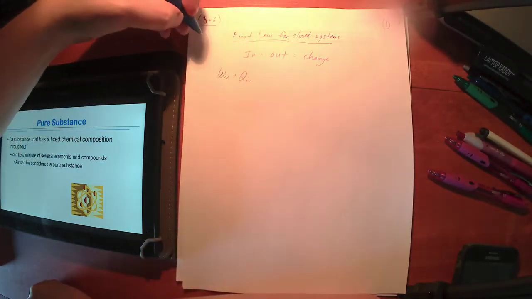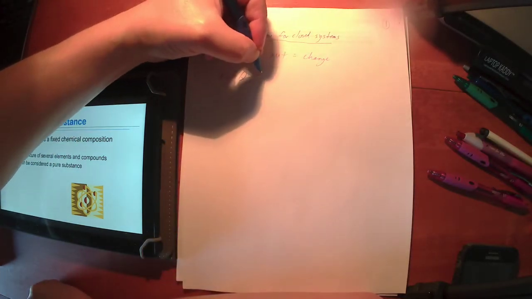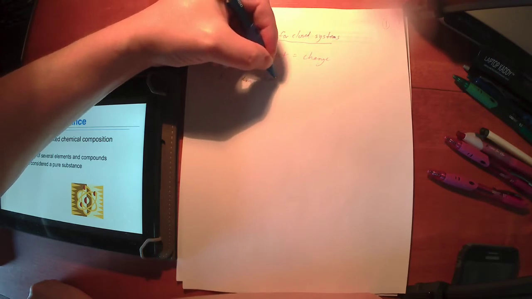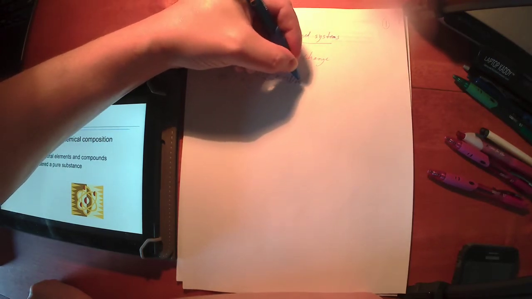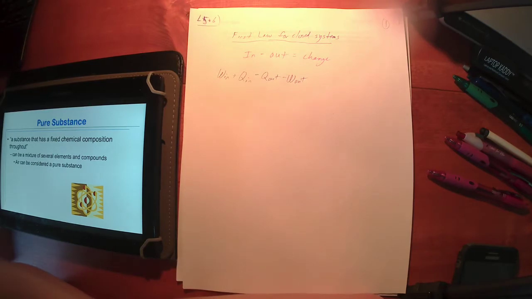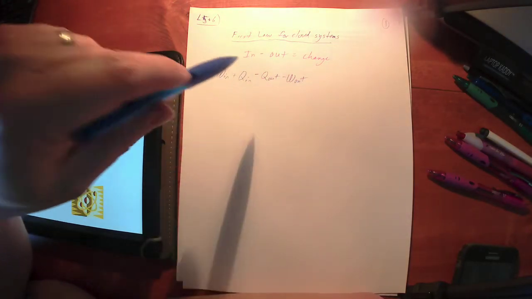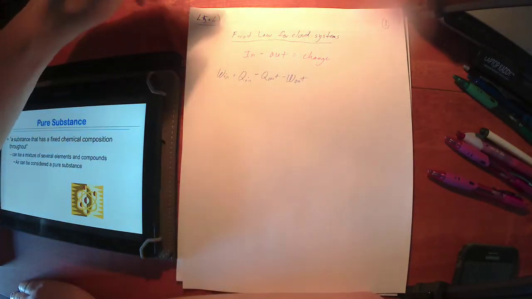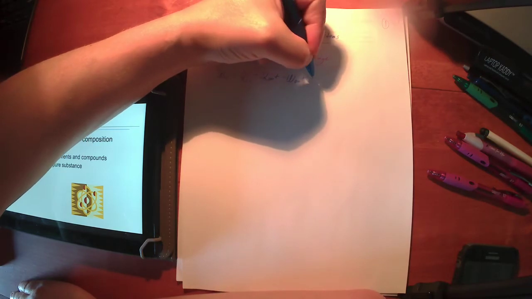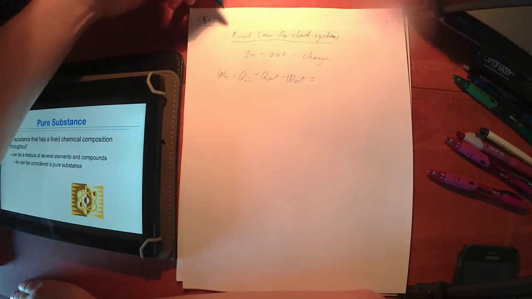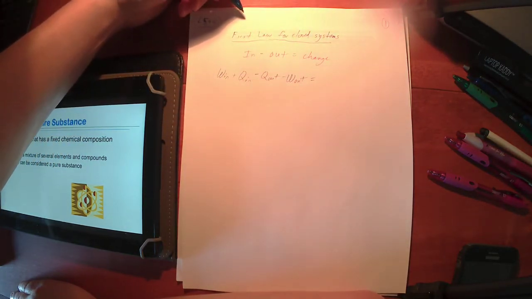But if it's just a closed system, it's heat and work, and those same quantities can go out. So add the work in, add the heat in, minus the heat out, minus the work out. Interchange these first 4 terms in any direction you like, as long as you keep track of the sign. That's equal to the change in the energy of our system.